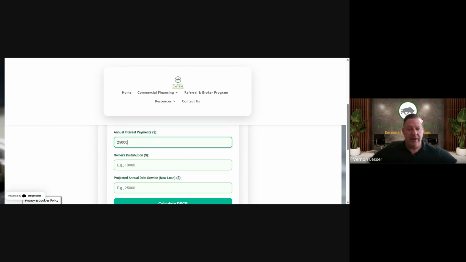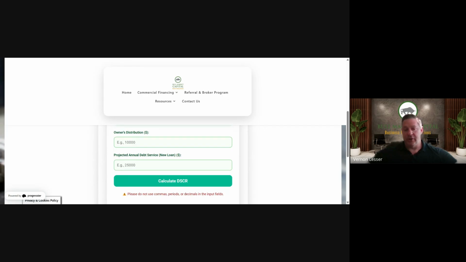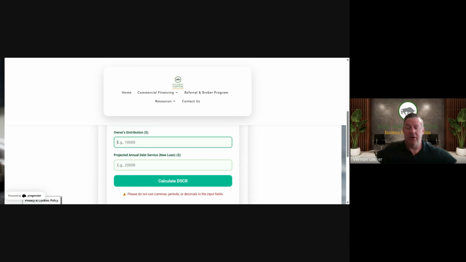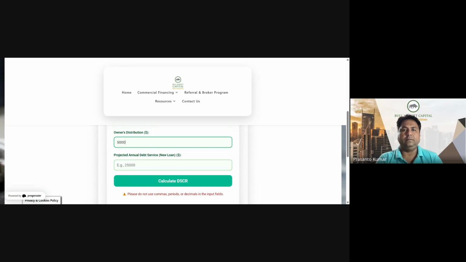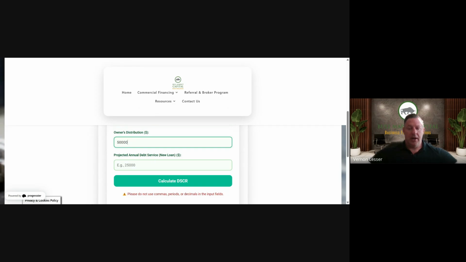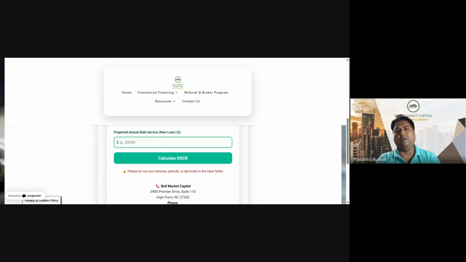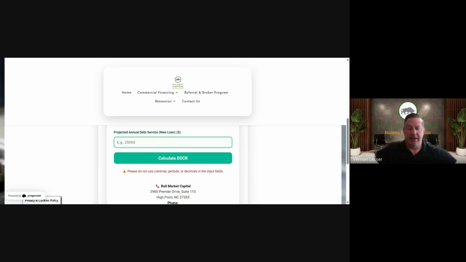All right, great. And the next add back line is owner's distribution, which are payments made to ownership above and beyond salary. So for last year, in your hypothetical company, Prasanto, what would the owner distribution be on the tax returns? $50,000. 50,000? Yeah, 50. Yeah, that's right. All right, great. Okay, and now your new loan that you're planning on taking out, what would the annual debt service be? Right, around $70,000. $70,000. Okay.